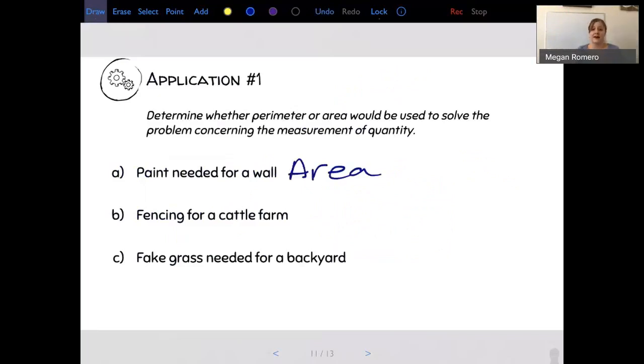Fencing needed for a cattle farm. Lots of these where I grew up. So the fencing goes around the outside. Okay, so around the outside is perimeter. Fake grass needed for a backyard. So if you picture a backyard and you're covering it with grass, this is an example of area.